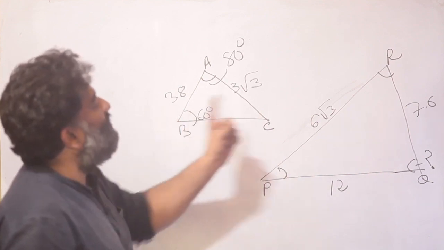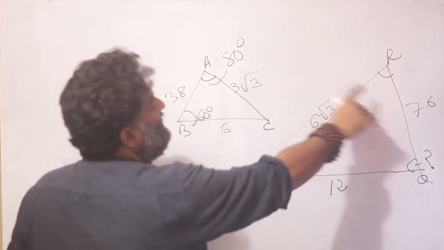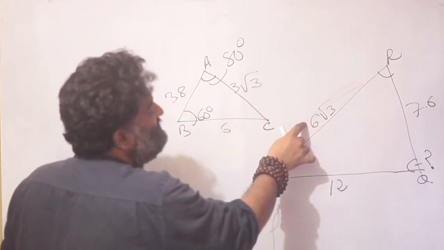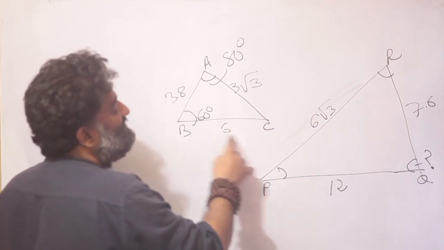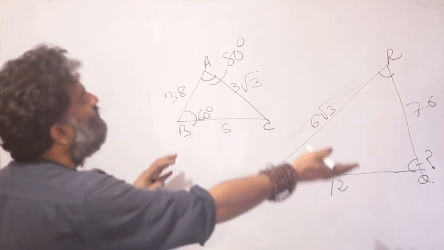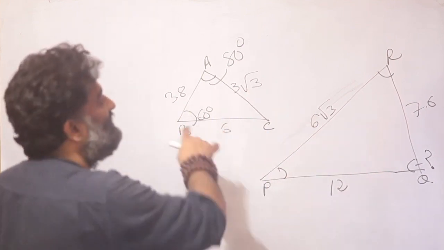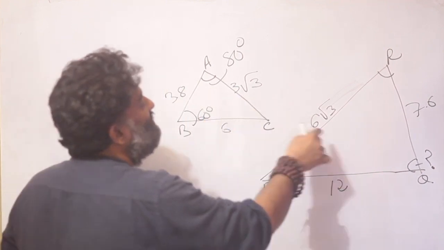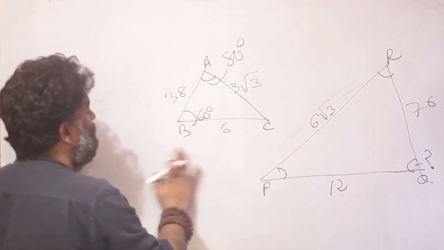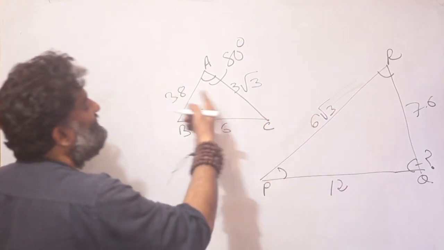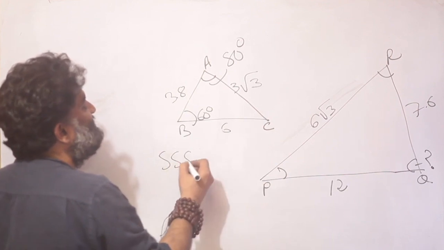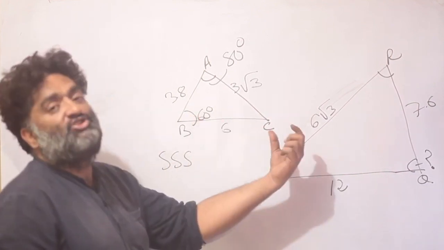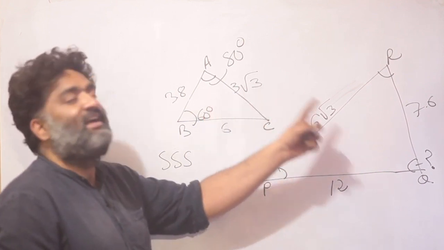That means the ratio of all corresponding sides, if I do 3.8 upon 7.6, I will get 1 by 2. If I do 3 root 3 upon 6 root 3, I will get 1 by 2. If I do 6 upon 12, I'll get 1 by 2. And if you flip the ratios, you will get 2 as the answer. But the ratios of the sides are identical, which very quickly means that these two triangles, using the SSS similarity, are similar to each other. That means not only the ratio of corresponding sides is the same, all the angles are the same.